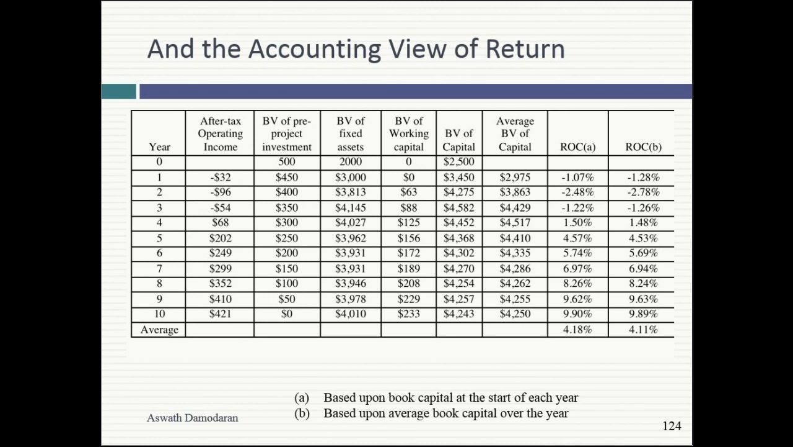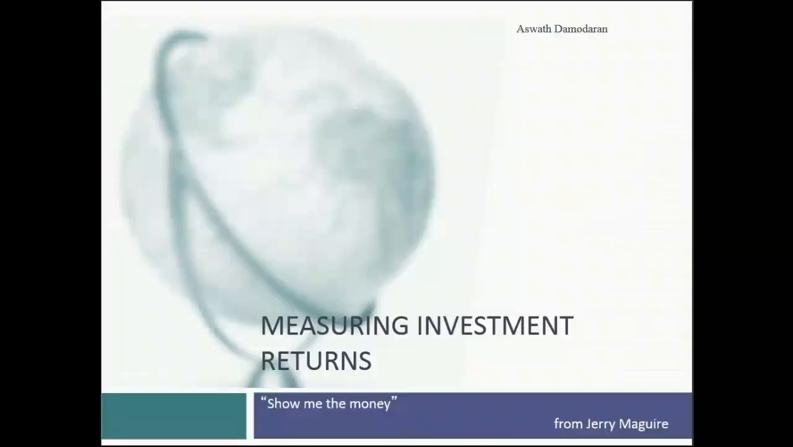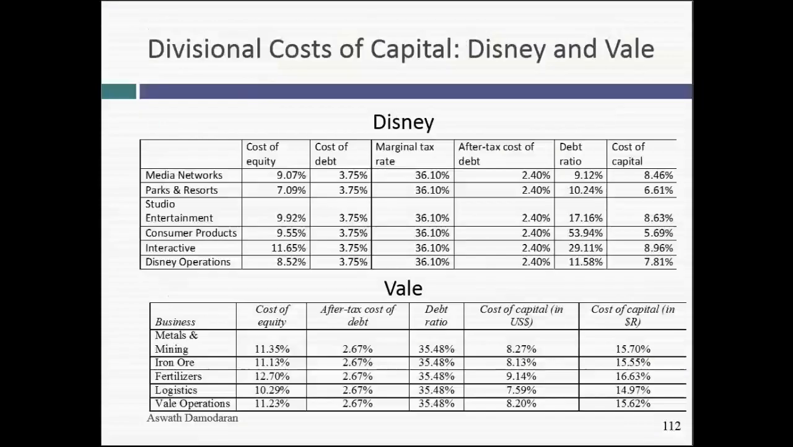You had the cost of capital for Disney as a company, which was 7.81%. Should I compare it to that? What about the cost of capital for Disney theme parks? Remember, I computed that as well. Let me go back to that page. The cost of capital for Disney theme parks was, I think, 6.61%. Can I compare it to that? I'm getting a little closer, but there's one small problem.